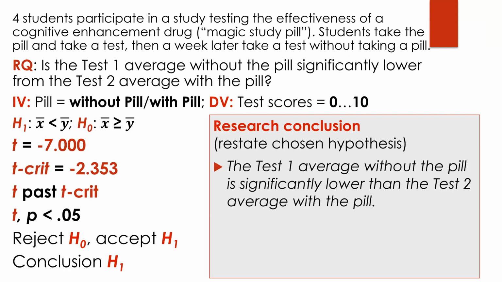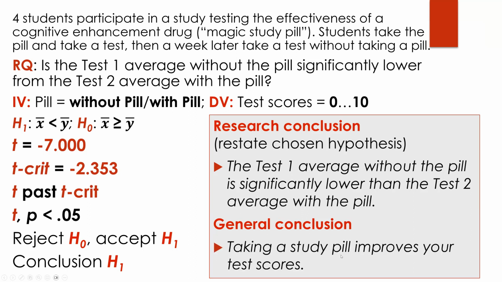The test 1 average without the pill is significantly lower than the test 2 average with the pill. So put it back into the general phrasing, just like the general question. So the general question was, does taking a study pill improve your test scores? So yes, taking a study pill improves your test scores because the test 1 average without the pill was lower than the test 2 average with the pill, okay? So that's our general conclusion.